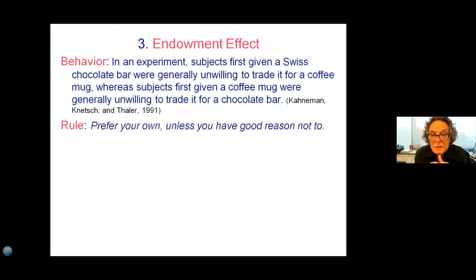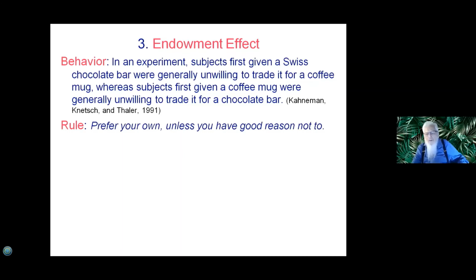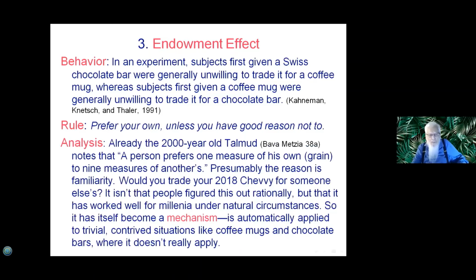So what's the rule? What's going on? Prefer your own unless you have good reason not to. All other things being equal, prefer your own. Prefer what you own. That's the rule. Analysis. Already the 2,000-year-old Talmud in Bava Metzia 38a notes that a person prefers one measure of his own grain to 9 measures of another's.